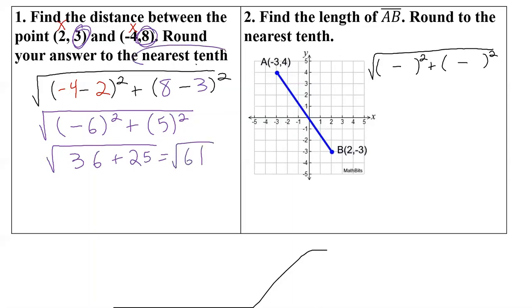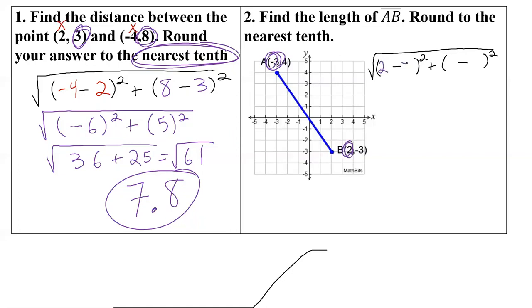Round to the nearest tenth. So plug that in your calculator, convert it to a decimal. You should get 7.8. Okay, so same thing with the next one. -3 and 2 are my x's. So I'm going to say 2 minus -3. My y's are 4 and this -3.